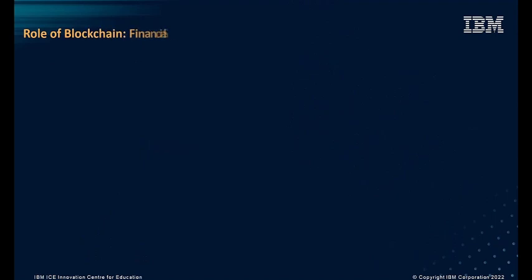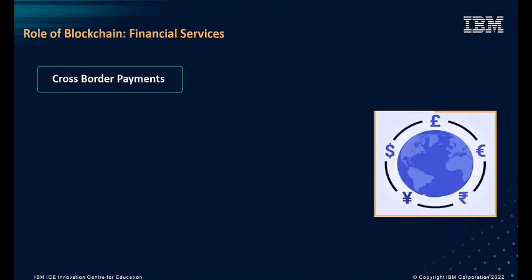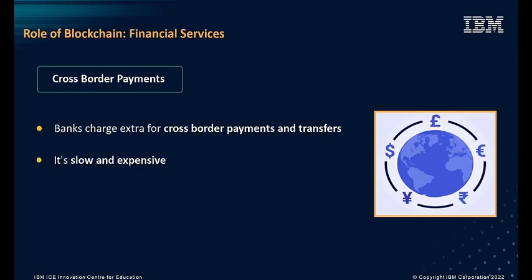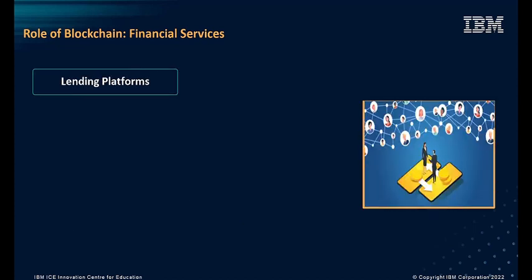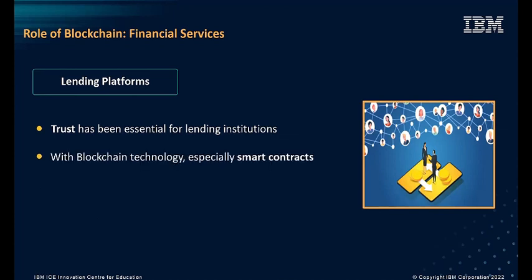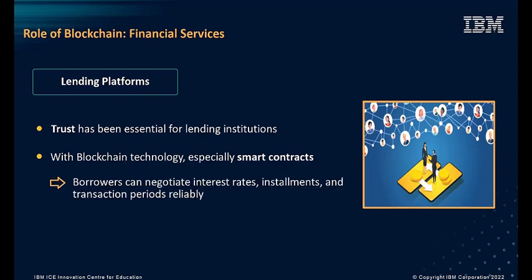Role of blockchain in financial services. Cross-border payments. Banks charge extra for cross-border payments and transfers. It's slow and expensive. With blockchain, people can send and receive money easily. Cross-border payments are fast and cost-effective with blockchain. Lending platforms. Trust has been essential for lending institutions. With blockchain technology, especially smart contracts, borrowers can negotiate interest rates, installments, and transaction periods reliably.